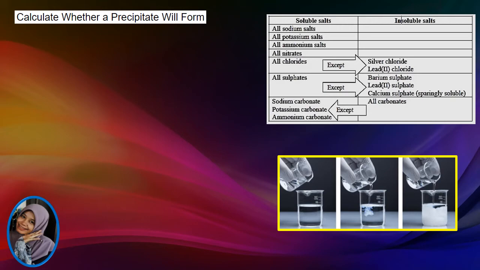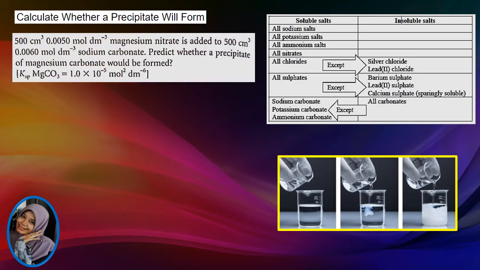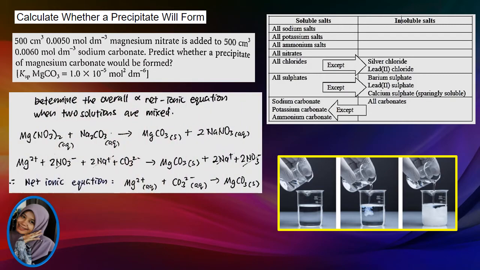Let's say we have this situation, involving mixing of magnesium nitrate and sodium carbonate solutions. We can write the overall reaction equation and the net ionic equation like this. When these two solutions mix, clearly we will get a solid of magnesium carbonate salt.